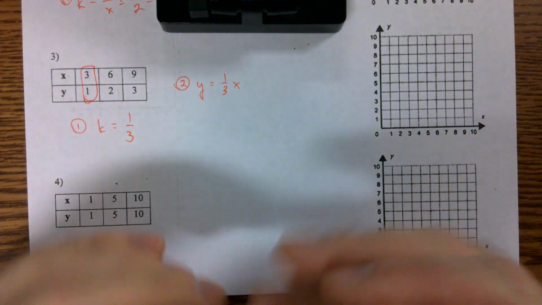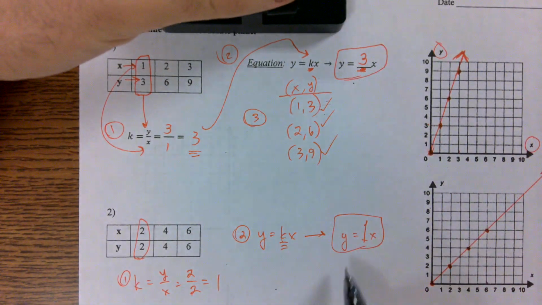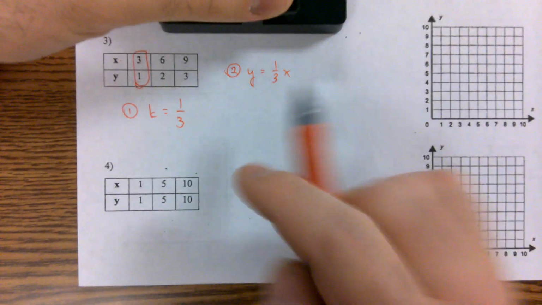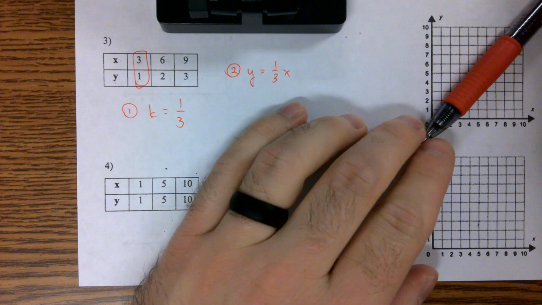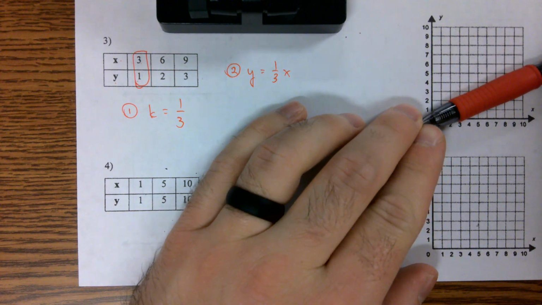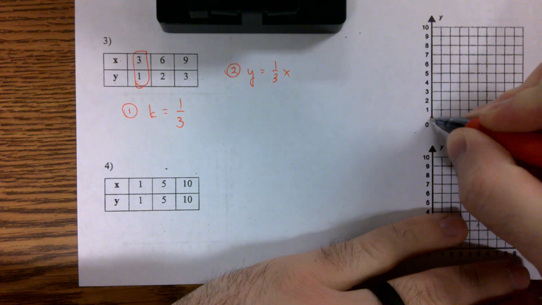And because this value for k is much smaller than our first 2 values, right? We had 3, we had 1. Now we have 1/3, which we know is much less than 1. We're actually going to see a much flatter line when we graph it. So let's see what that looks like.